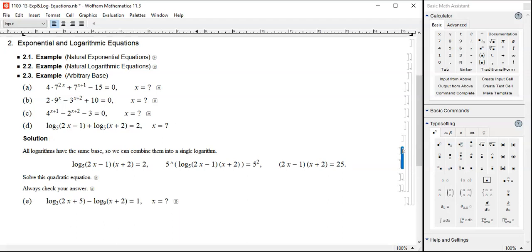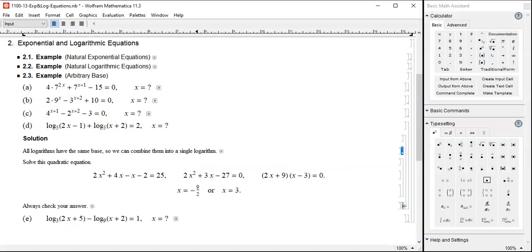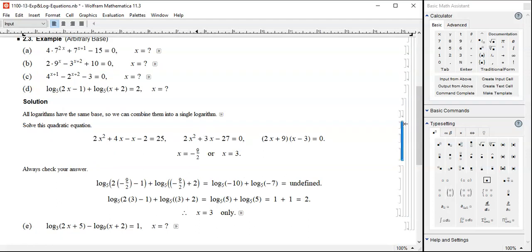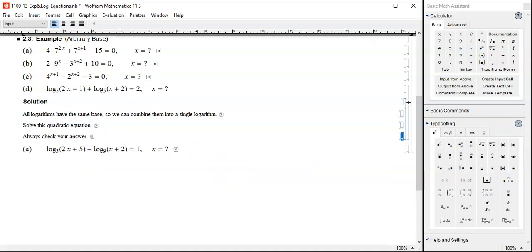Okay, combine those logarithms and then take exponential 5 to this logarithm, and then the logarithm and this exponential cancel out, and the right hand side 5 squared is 25. Solving the quadratic equation, we get all those. Yes, we went through those, and then plugging those back into the original equation, we have illegitimate and legitimate solutions. So x equal to 3 only.